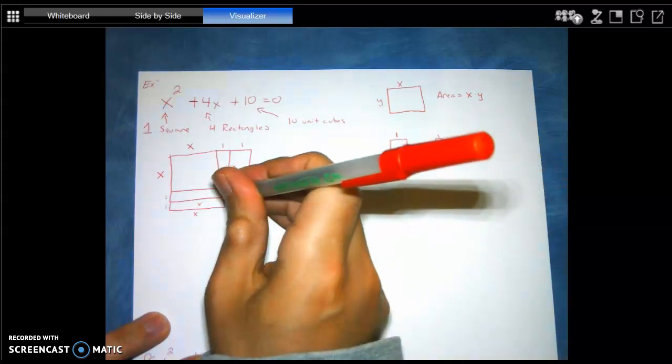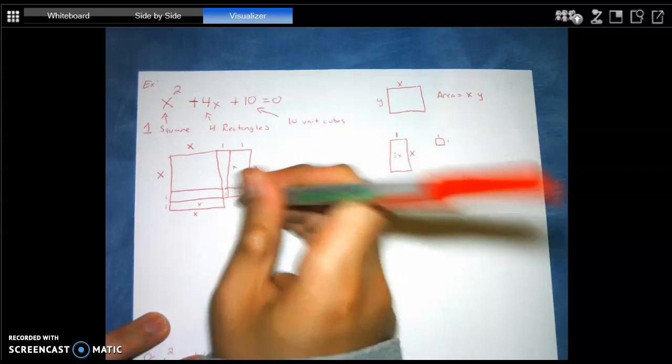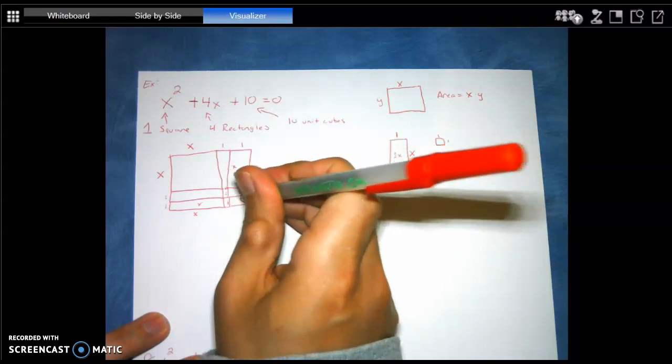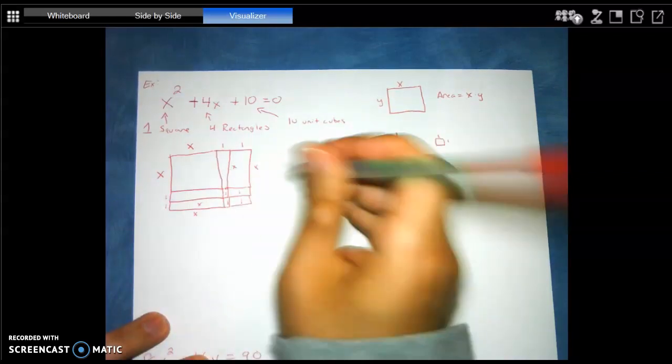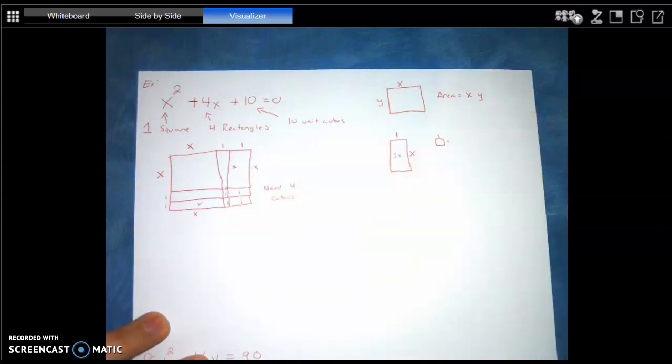Well, there's 1, 2, 3, 4. So I need 4 of those little cubes. Luckily, I have 10 of them, so that's good.